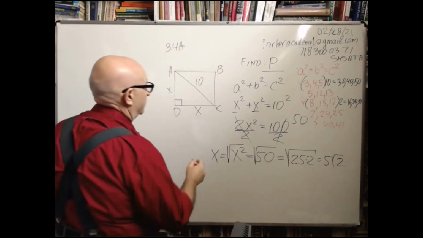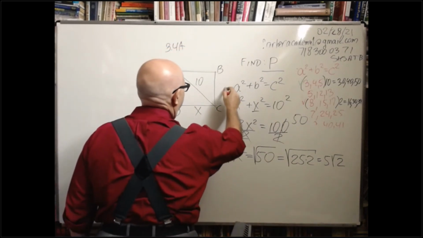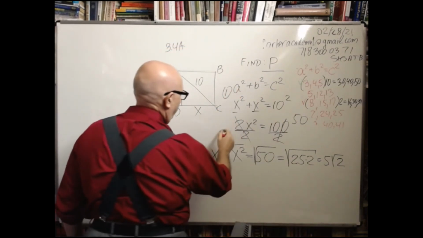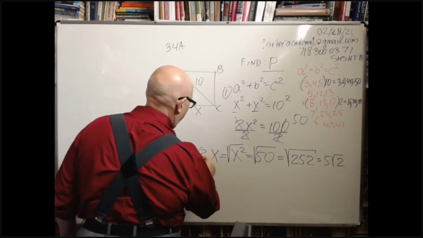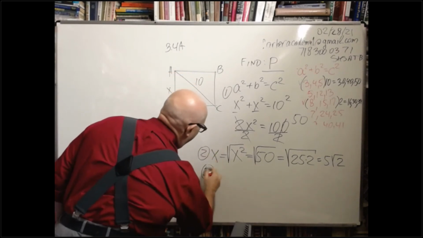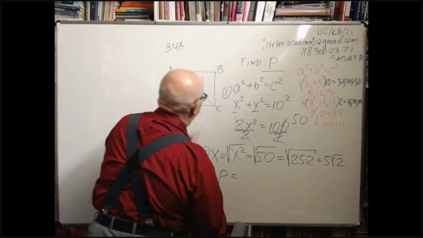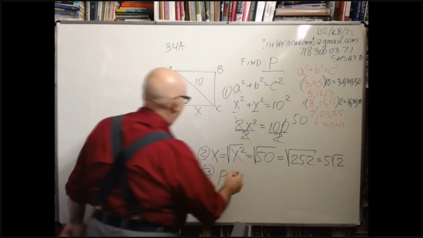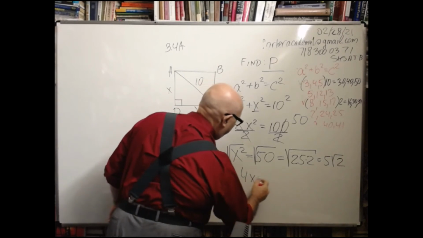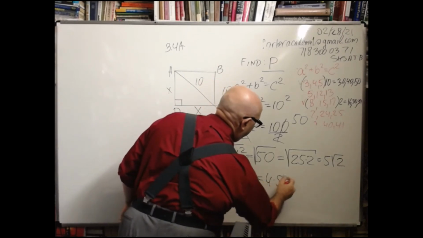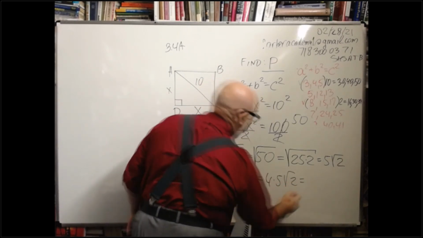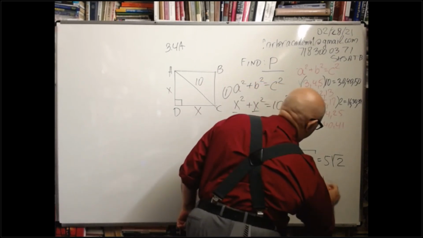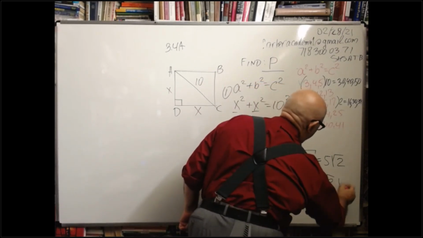Perimeter, the next step. This is step number 1. This is step number 2. Step number 3. Perimeter equals. How many sides do we have in the square? 4. Equals 4 x's. Or instead of x, 4 times 5 times square root of 2, which is 20 square root of 2. Now you have the right to put a check mark.